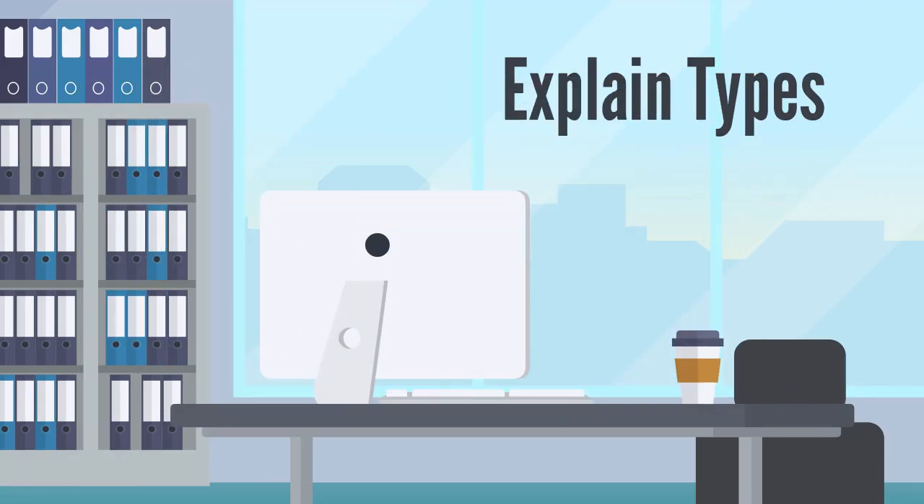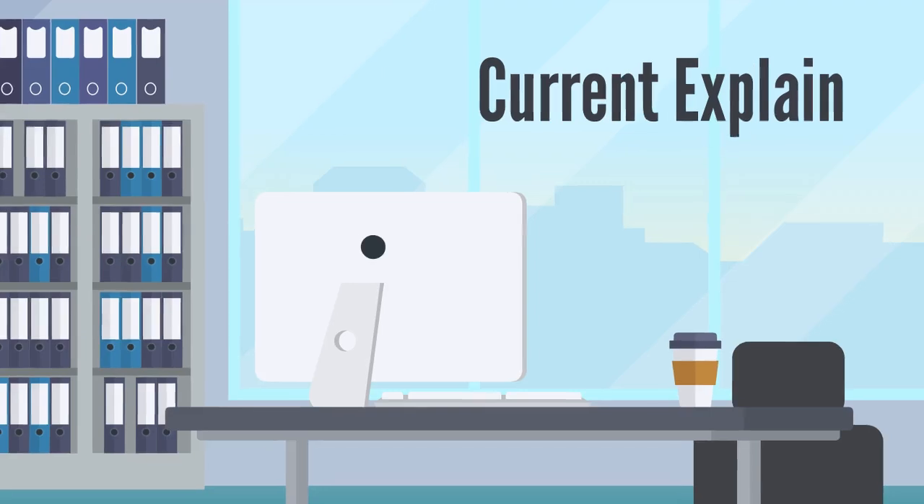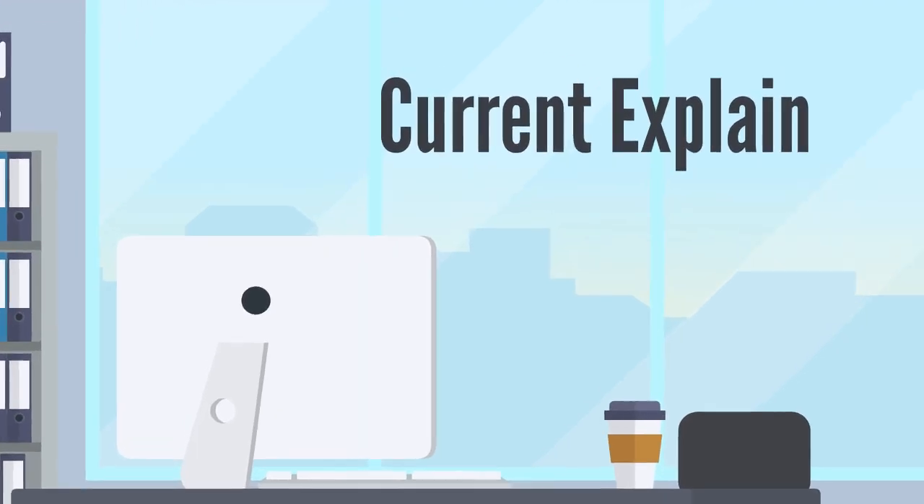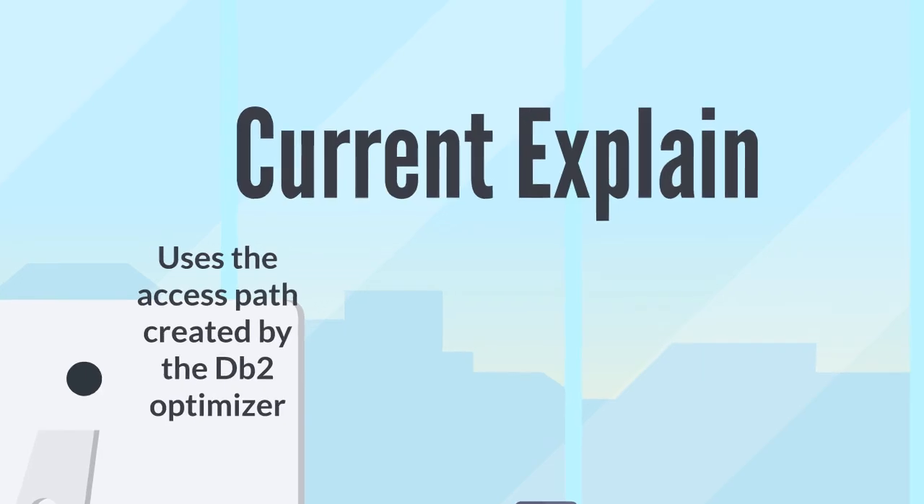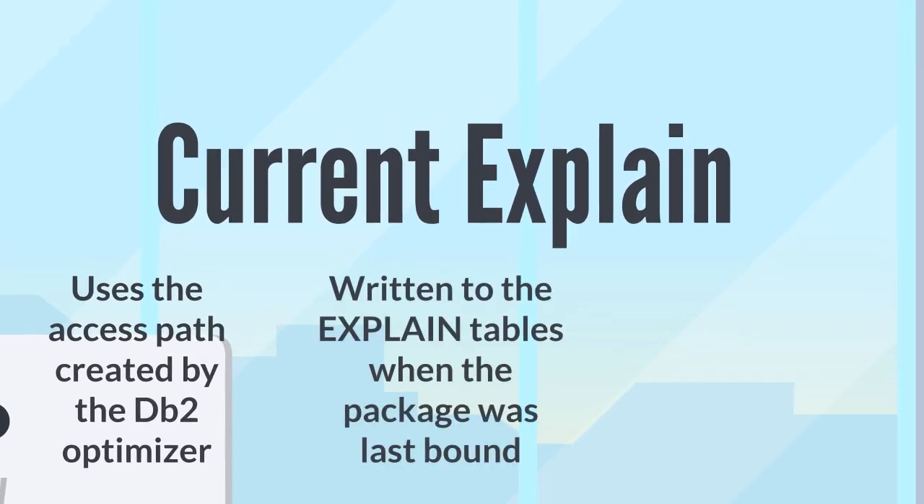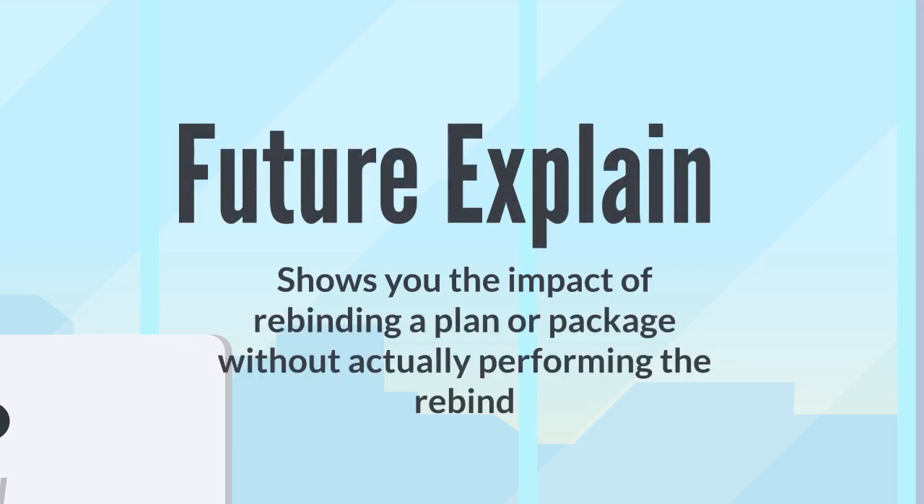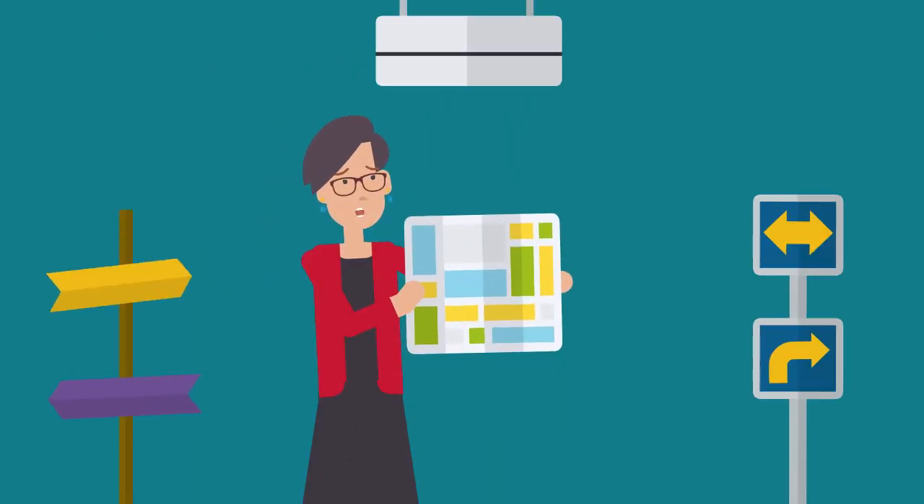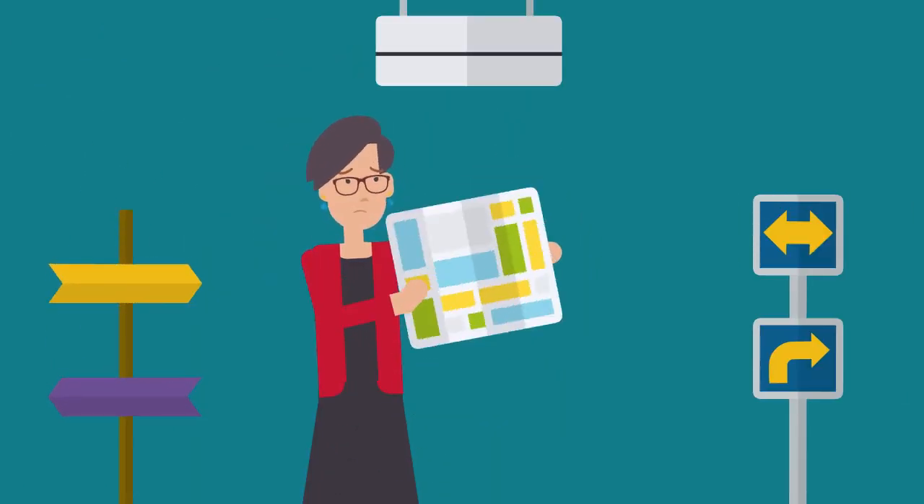Let's begin with a quick review on the explain types that are available in Plan Analyzer. A current explain uses the access path that is created by the Db2 optimizer and written to the explain tables when the package was last bound and matches the bind time. A future explain shows you the impact of rebinding a plan or package without actually performing the rebind. For example, you can determine whether a rebind would have a detrimental effect on your access paths.